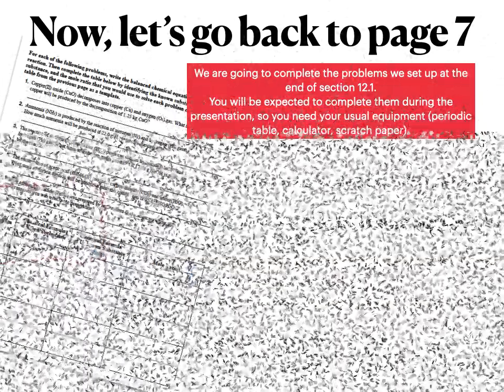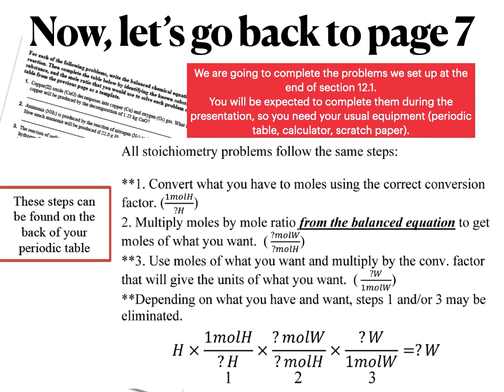At this point, we've gone through several problems where we used the 3 steps of stoichiometry. All stoichiometry problems follow the same steps. These steps can be found on the back of your periodic table on the bottom right-hand side. The first step is to convert what you have to moles using the correct conversion factor. For example, if you were given grams, you would take the grams times 1 mole of what you have divided by the molar mass. If you were given liters, you would do whatever you were given times 1 mole over 22.4 liters. Whatever of the 4 types of conversions that we learned in chapter 10.